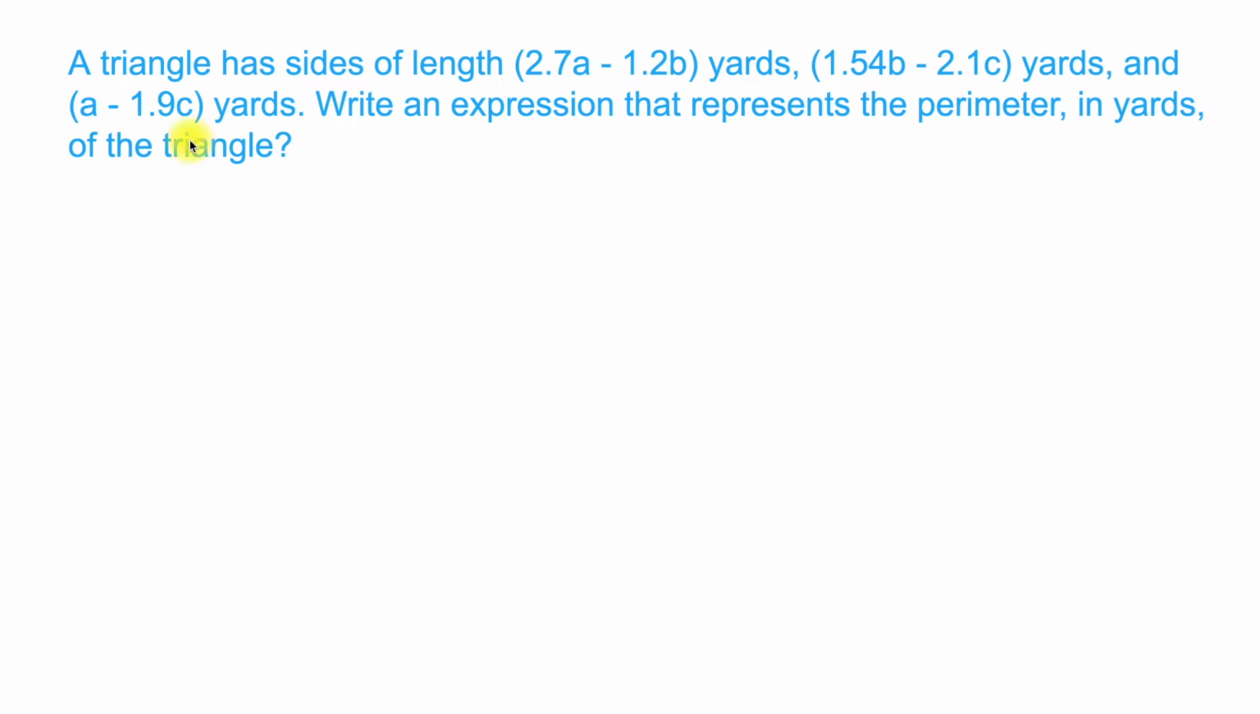So this question says, a triangle has sides of length 2.7a minus 1.2b yards, 1.54b minus 2.1c yards, and a minus 1.9c yards. Write an expression that represents the perimeter in yards of the triangle.